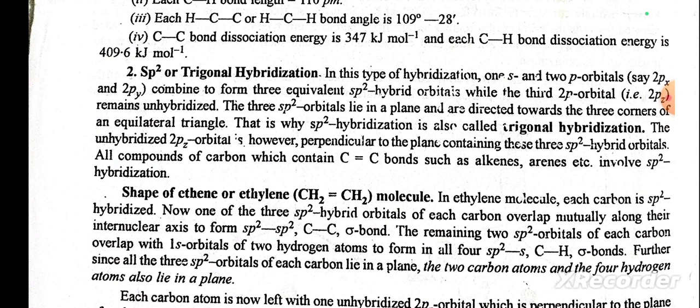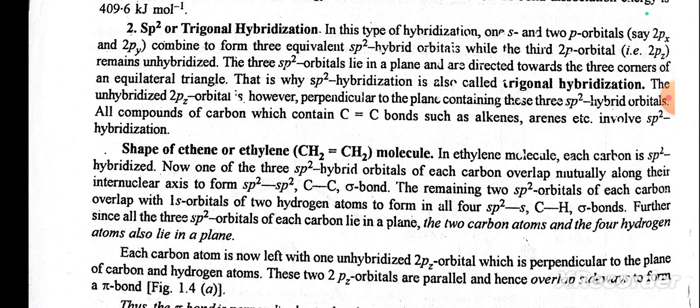Second is sp2 or trigonal hybridization. In this type of hybridization, one s and two p orbitals combine to form three equivalent sp2 orbitals, while the third p orbital remains unhybridized. These sp2 orbitals lie in a plane and are directed toward the three corners of an equilateral triangle. That is why sp2 hybridization is also called trigonal hybridization, and the unhybridized pz orbital is perpendicular to the plane containing these three sp2 orbitals. Compounds of carbon containing a carbon-carbon double bond, such as alkenes and arenes, involve sp2 hybridization.